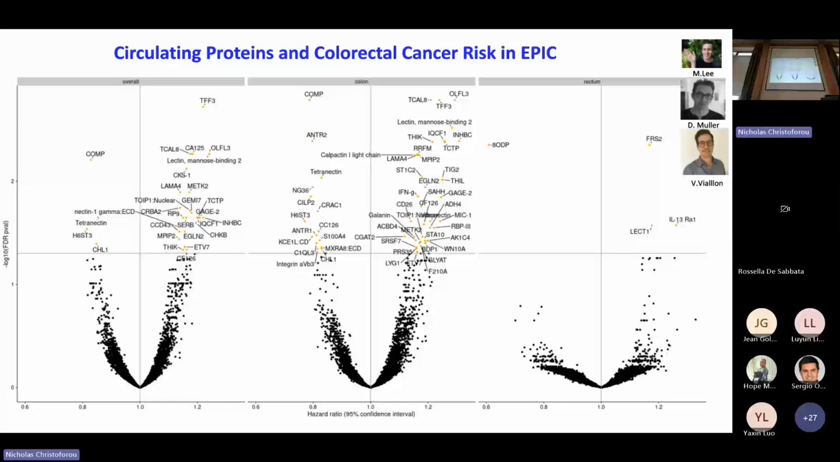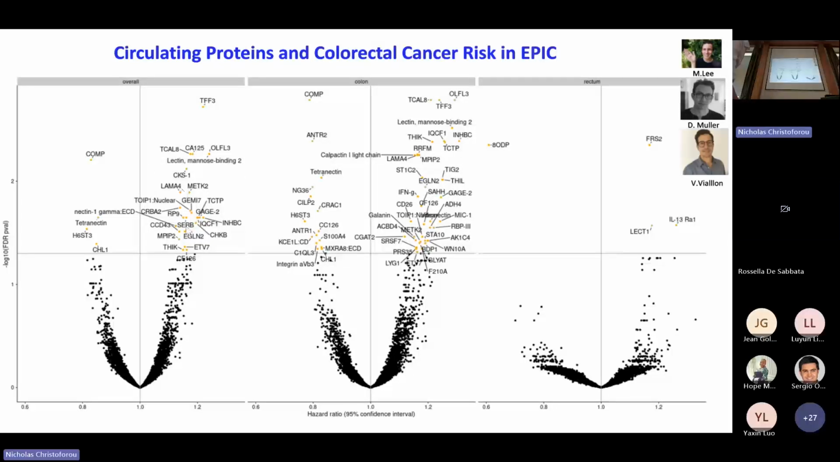So just to give some more detailed examples for a couple of different cancers. This is the results for colorectal cancer, which I know many people in this room are interested in. On these volcano plots, on the left we have total colorectal cancer, in the middle colon cancer, and on the right rectal cancer. Overall we see around 60 proteins which were significantly associated with overall colorectal cancer, at FDR significance level. And these range from very strong positive associations with TFF3, which is trefoil factor 3.